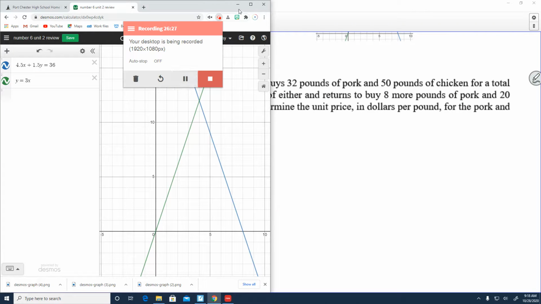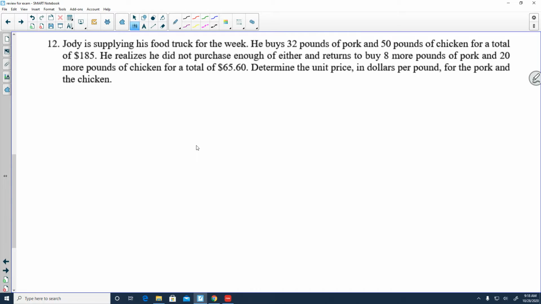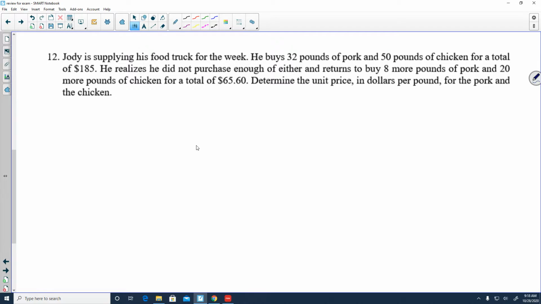All right, guys, one more and then we're done, all right? So Jody is supplying his food truck for the week. He buys 32 pounds of pork and 50 pounds of chicken for a total of 185. Then he realizes he did not purchase enough of either and returns to buy 8 more pounds of pork and 20 more pounds of chicken for a total of 65.60. So we have 2 totals. Our first total is 185 and our second total is 65.60. Determine the unit price, meaning the price for 1 pound of pork and 1 pound of chicken, for each.